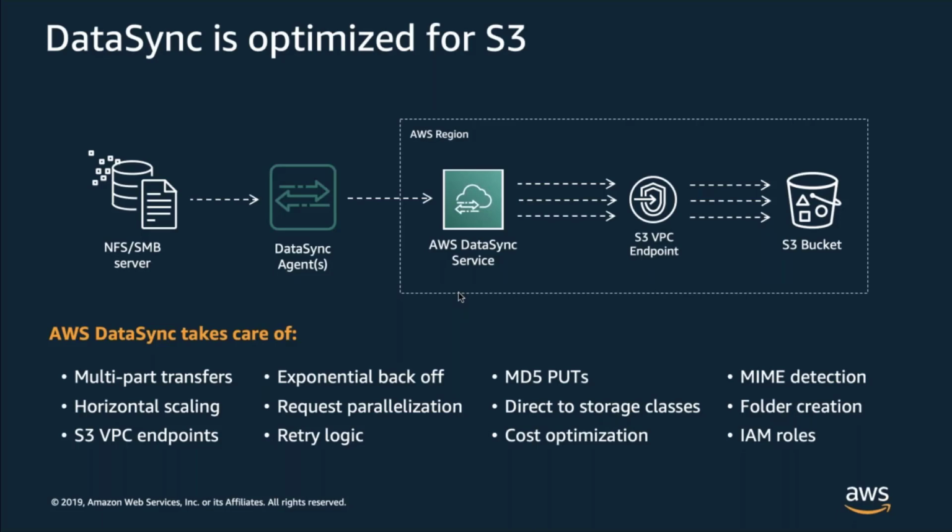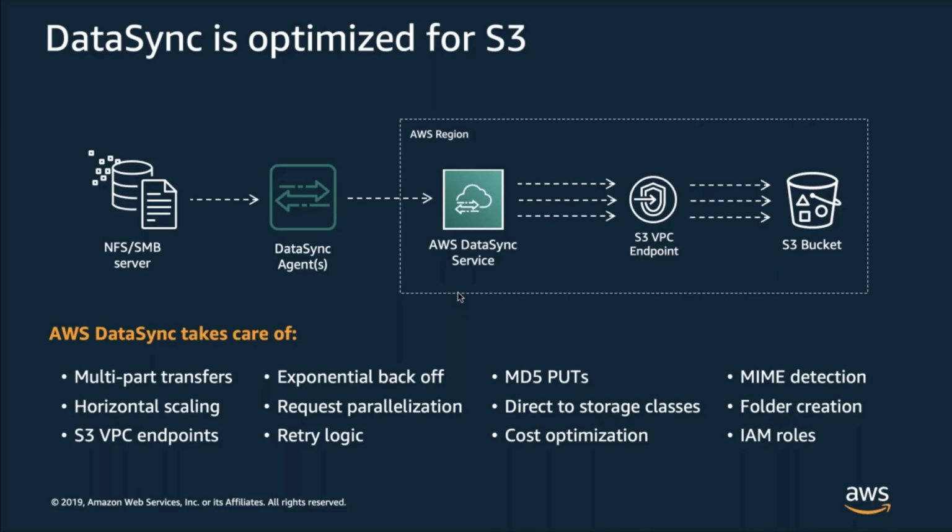It takes care of things like multi-part transfers if those are required. It scales out horizontally to maximize performance. It uses VPC endpoints. It takes care of exponential backoff. It parallelizes requests. It deals with retry logic. It does MD5 puts. It can write directly to storage classes, as you just saw. It also does cost optimization, making sure that your objects go into the most optimal storage classes based on cost. And it does things like MIME detection, folder creation, and utilizing IAM roles. So DataSync takes care of all of this for you, things that you would normally have to do on your own if you weren't using DataSync.